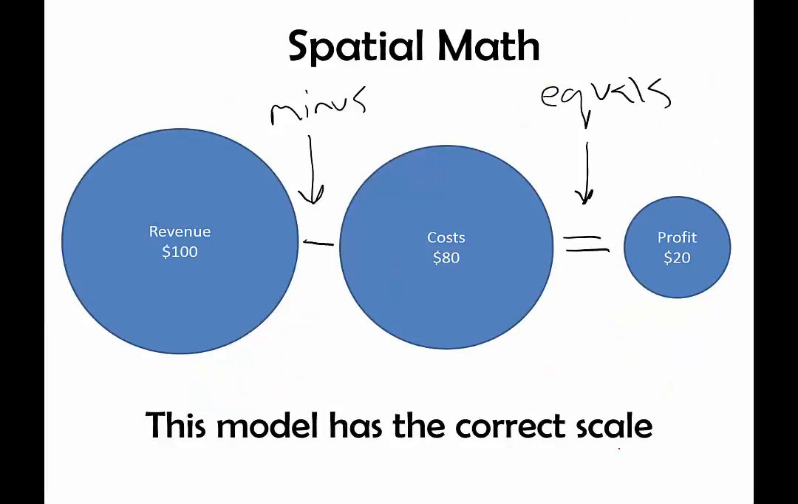It's possible to use the spatial representation of numbers to build up a complete model of how much money is being processed in the business. Since the circles are scaled using the area that represents the revenue amount, it is possible to use spatial math to add and subtract the areas to get the corresponding scale of each circle. So this area minus this area equals this area.